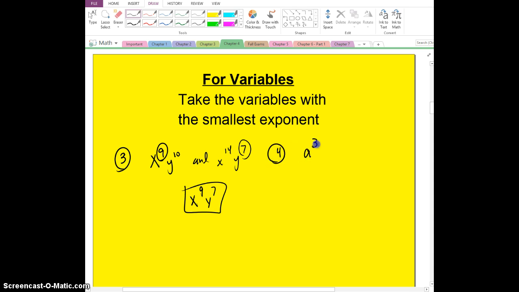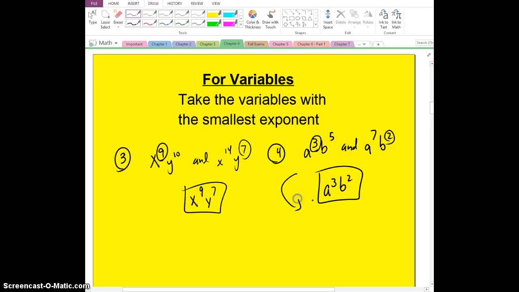Let's try another one. Actually, let's try a to the third b to the 5th, and a to the 7th b squared. Again, we look at the a's. We have a 3 and a 7. So we take the one with the smallest exponent, which is 3. So we have a to the third. 5 and 2, we take the 2, which is b squared.